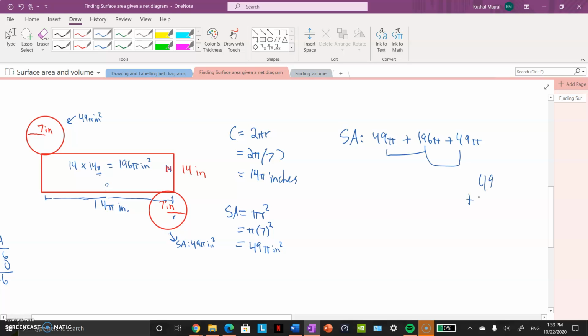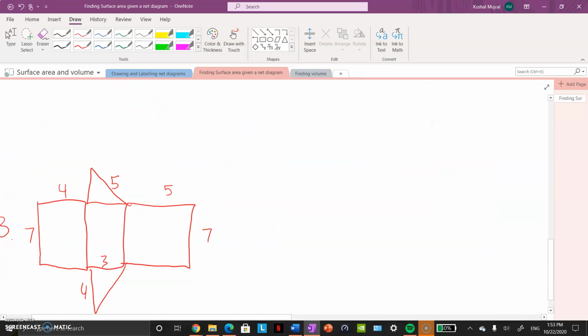So 49 plus 49 plus 196. Let me just double check. So that's 98 plus 196, which is 294. That's what it is, 294. Perfect. So this equals 294 pi inches squared. Okay, let's take a look at the next question.